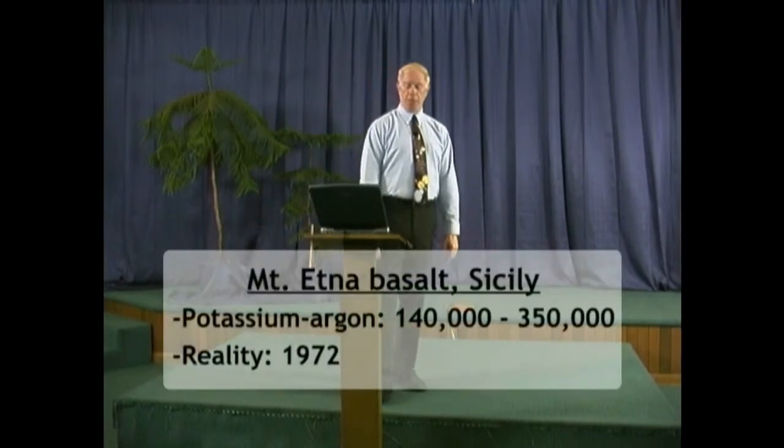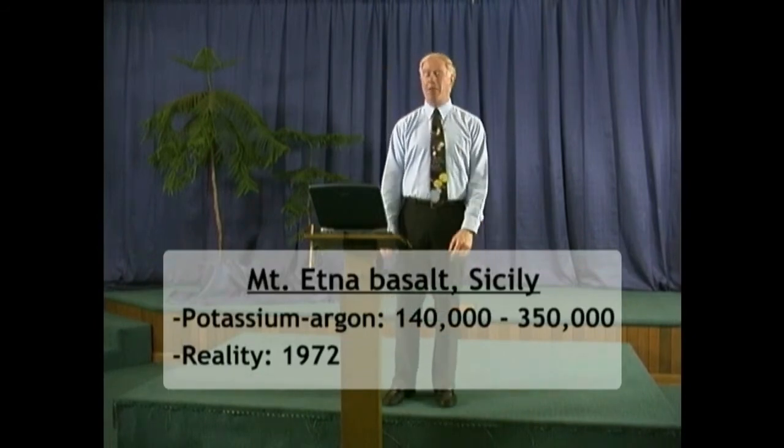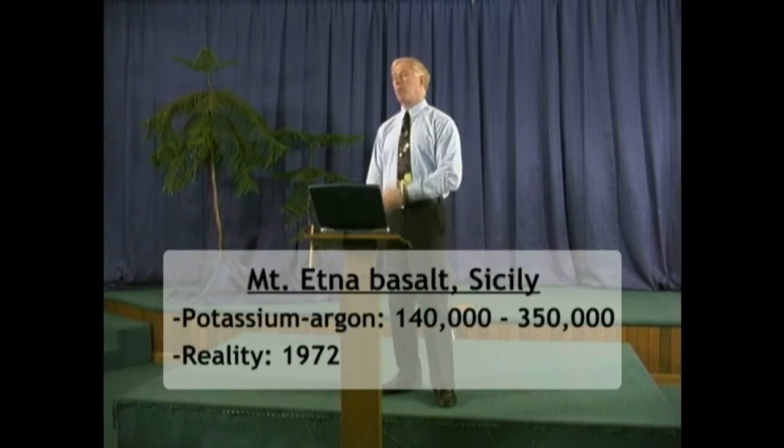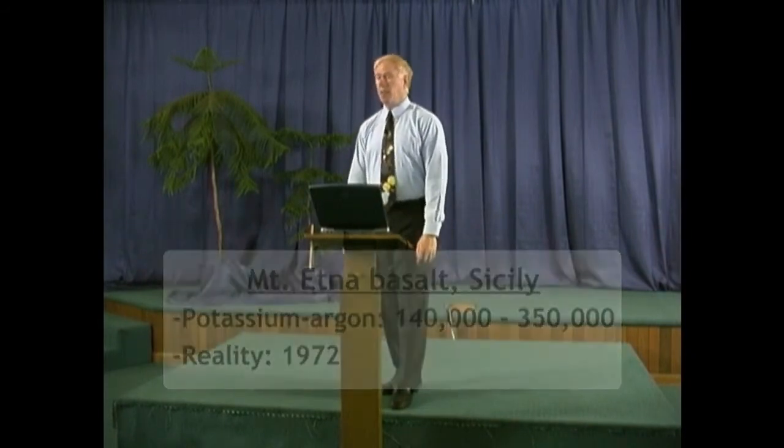Mount Etna, basalts in Sicily, potassium-argon dated these rocks between 140,000 and 350,000 years old. Reality, those rocks were formed in 1972. Again, you have to know your assumptions. You have to take into account the assumptions, because if you don't, all your calculations can be true and your answers can be completely false. And that's what we're finding out with the radioisotope dating.